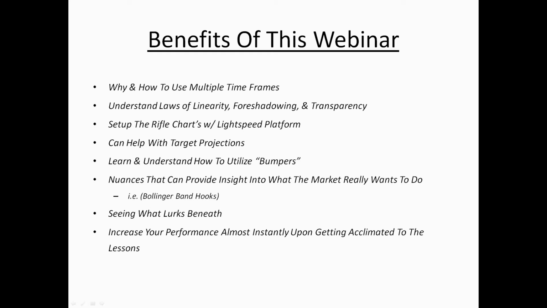Now, acclimation is very important. It's one of the most crucial steps in our education. Acclimation is basically looking at the charts, seeing how it works, seeing how it's actually working, and then being able to get acclimated to seeing it and then using it to increase your performance.